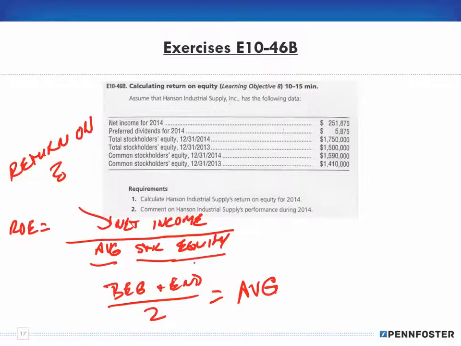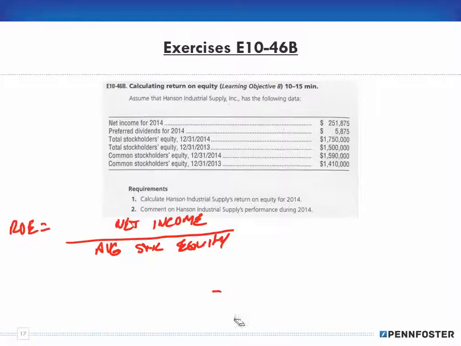The reason we do that is because if the beginning and the ending are different, you can't just take the ending, because that's skewing things. If they're the same, then it doesn't matter which one; the average is still either the beginning or the ending because they are the same. But whenever your beginning and ending are different, you have to average them out in order to have a usable number. You can't just take one or the other and use that. Now it is just a matter of finding the numbers and plugging them in.